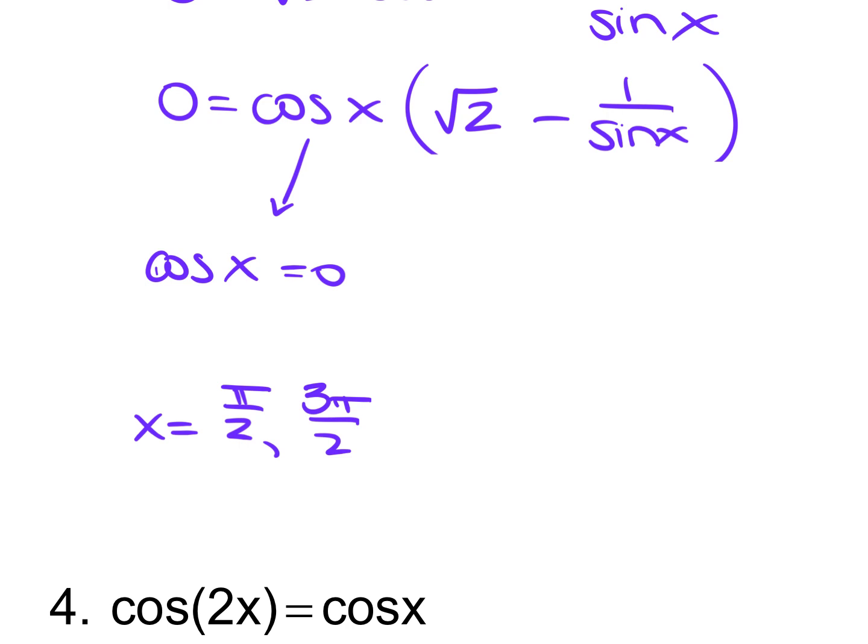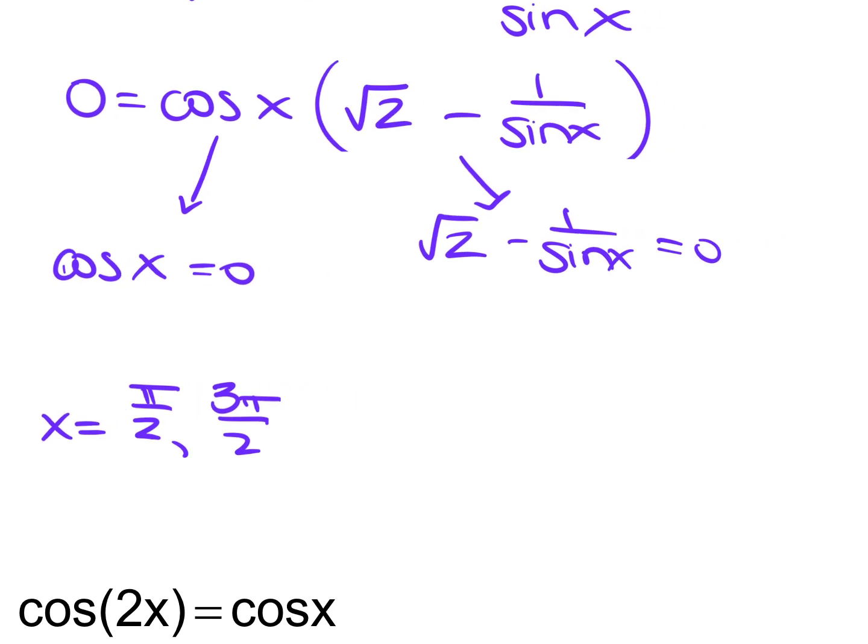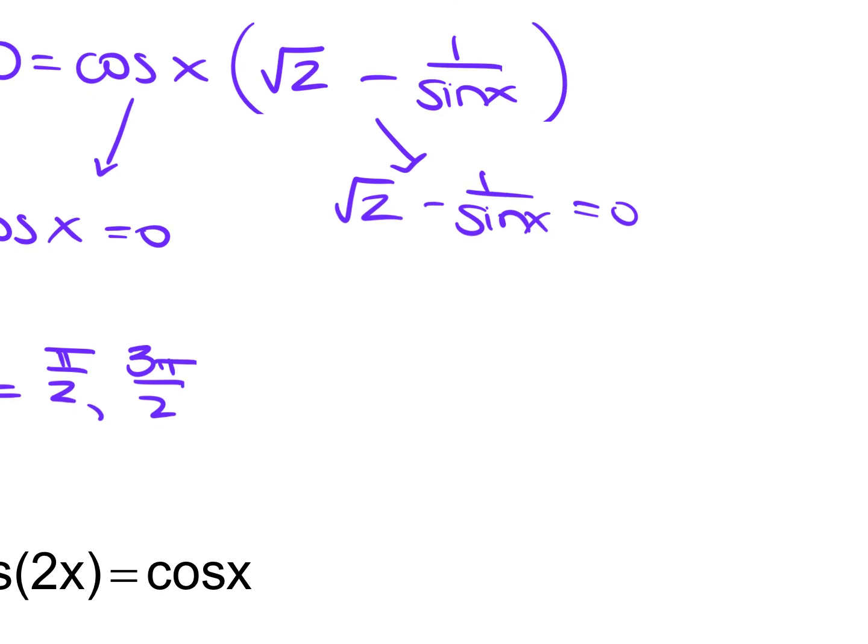If I have to go about solving this, root 2 minus 1 over sine x equals 0. What's the best way for me to solve this? Add the 1 over sine to the other side. And then what is the easiest way to go from there? Yeah, just flip both sides. If I flip the right side, it becomes sine. If I flip the left side, what does it become?